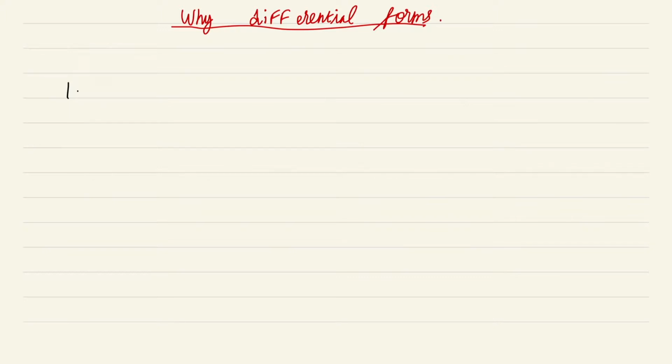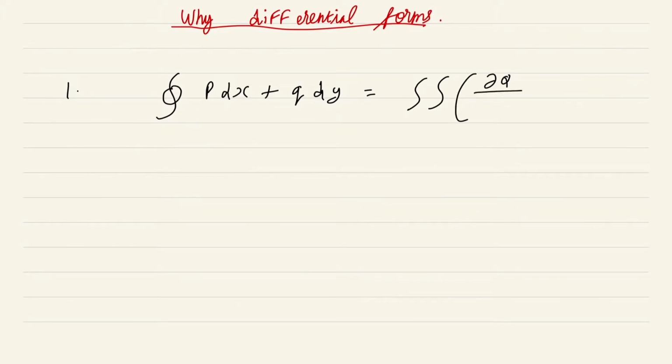The most familiar one would probably be this theorem: the integral over a closed curve of p dx plus q dy is the double integral over, I'm not going to tell you what exactly the double integral is over, I will speak about that in a moment, of del q by del x minus del p by del y dx dy. Okay, so this theorem is known as Green's theorem.